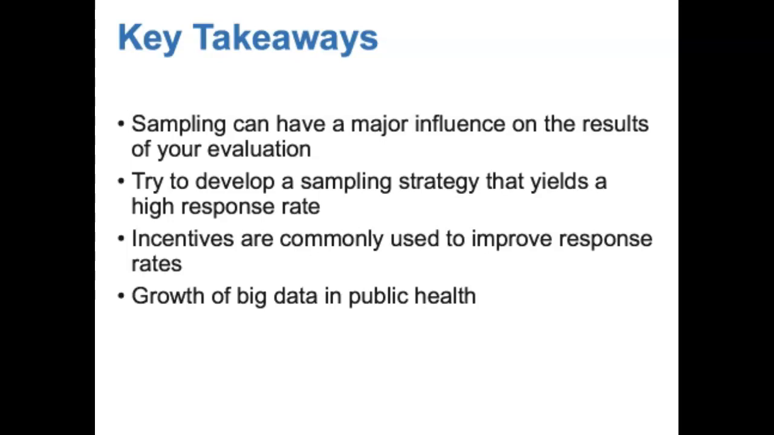The key takeaways for this week are to remember that sampling can have a major influence on the results of your evaluation. And so you should spend some time thinking about how you're going to select your sample for your evaluation. And you want to develop a sampling strategy that's going to yield a higher response rate. And incentives are commonly used to improve response rates, but make sure that your incentives aren't coercive and are well thought through so that you don't give participants all of the incentives before you've captured the information that you need from them. Lastly, big data is increasingly being used in public health, and as we've talked about before, harnessing new technologies or reanalyzing existing large secondary data sources is an interesting and growing opportunity for public health researchers.